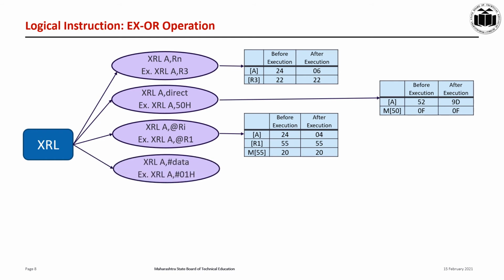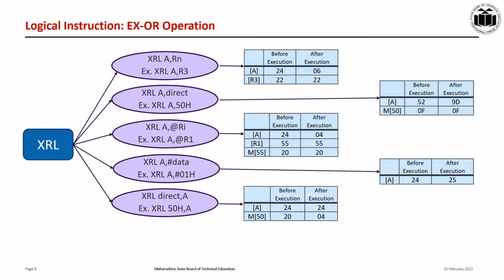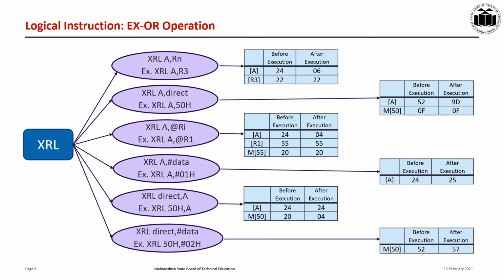XRL A, #data. This instruction XORs the immediate 8-bit data given in the instruction with the accumulator and stores the result in the accumulator. XRL direct, A. This instruction XORs the contents of the accumulator with the direct internal memory location given in the instruction and stores the result in that internal memory location. XRL direct, #data. This instruction XORs immediate 8-bit data with the direct internal memory location and stores the result in the internal memory location given in the instruction.